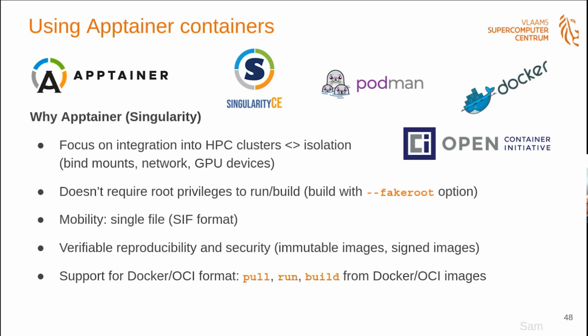And Apptainer also has support for the Docker format. Docker uses the OCI format, that's the Open Container Initiative standard. So it's able to just pull from Docker Hub, for example, and you can just run it like that. But of course, it doesn't use the OCI format itself, so it has to convert it to its own format before it can be used.